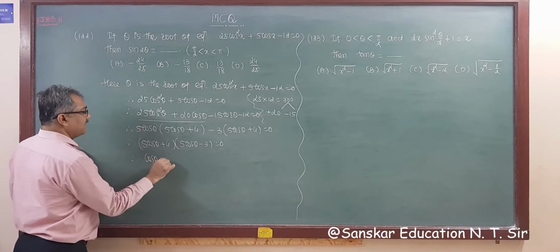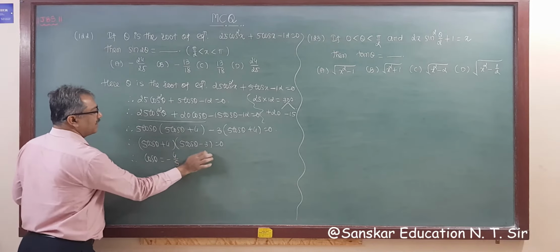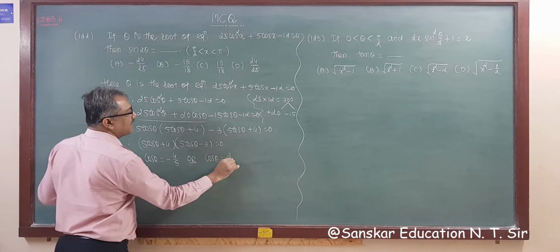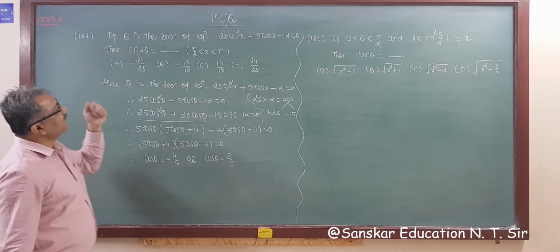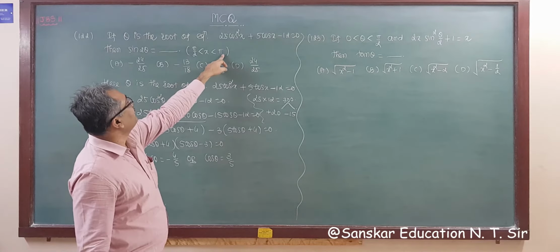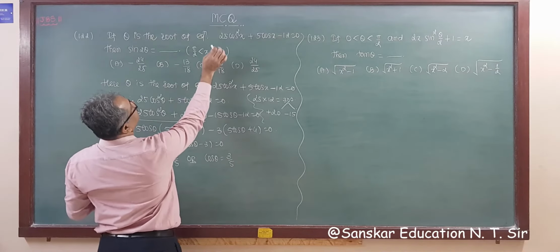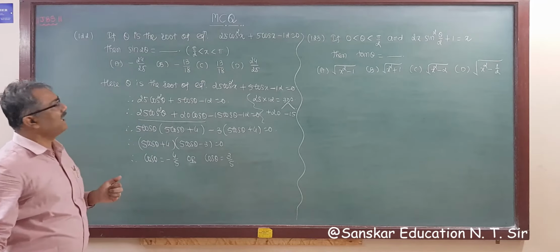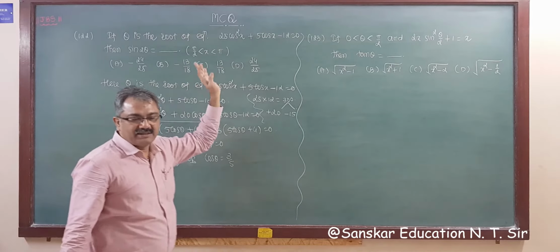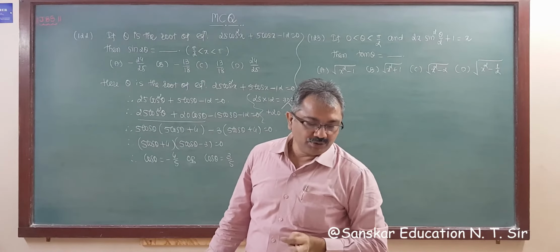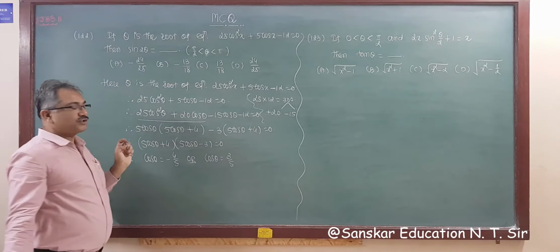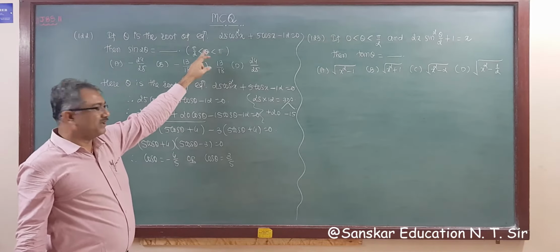Therefore cos theta is minus 4 by 5, or cos theta is 3 by 5. But what is the condition given? It is given that pi by 2 less than x less than pi. That is given, so this theta lies in pi by 2 to pi.